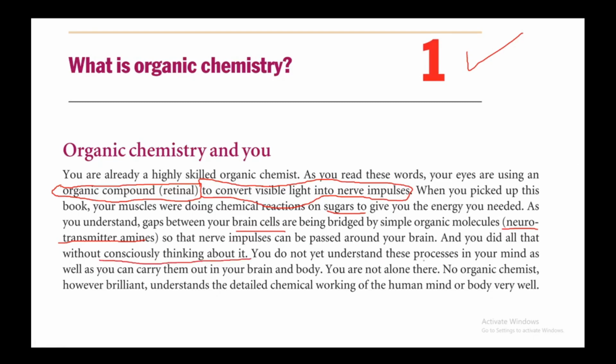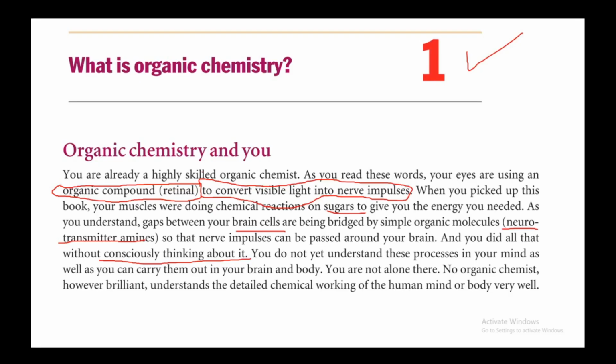You do not yet understand these processes in your mind as well as you can carry them out in your brain and body. You are not alone there. No organic chemist, however brilliant, understands the detailed chemical working of the human mind or body very well.